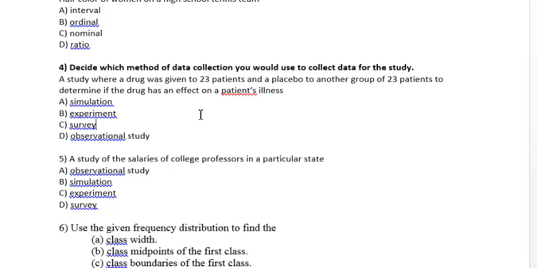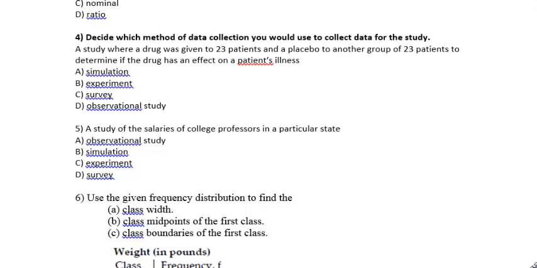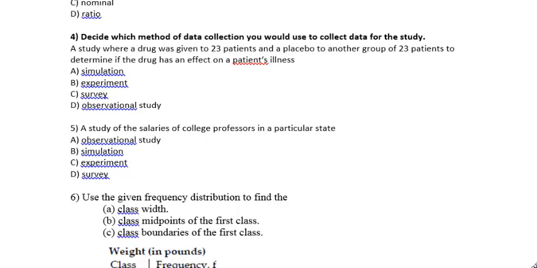So we've got 2 examples of this. A study where a drug was given to 23 patients and a placebo, something that looks like the drug but isn't actually the drug, to another 23. And we want to determine if the drug works. This, of course, is a classic description of what an experiment is. You give half the people the drug and half the people you don't give the drug, see which one heals, see which one doesn't heal, and make a determination of whether the drug works. That is a classic experiment. So we're going to choose B for that.